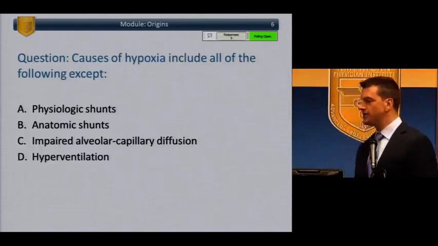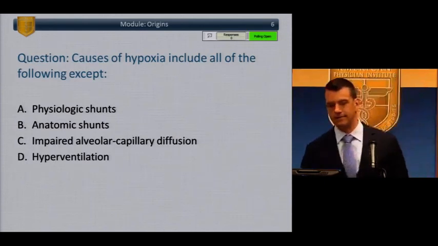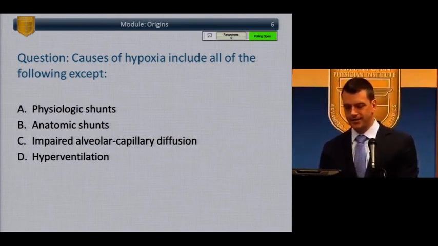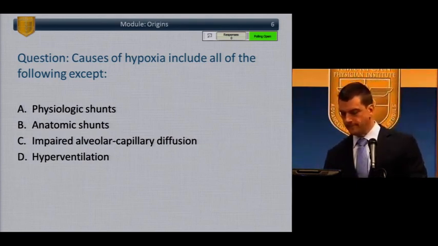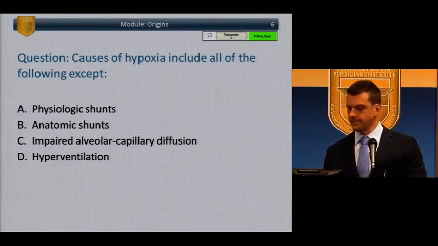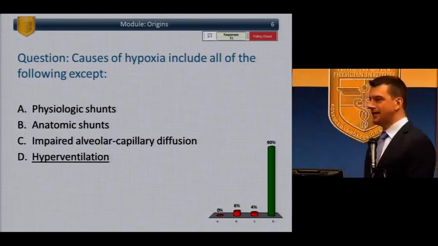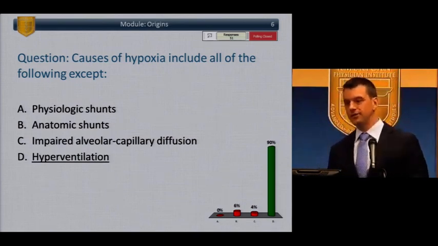For question, causes of hypoxia include all the following except: A, physiologic shunts; B, anatomic shunts; C, impaired alveolar capillary diffusion; and D, hyperventilation. That's correct. Most just got that. The hyperventilation will cause low CO2, but not hypoxia.